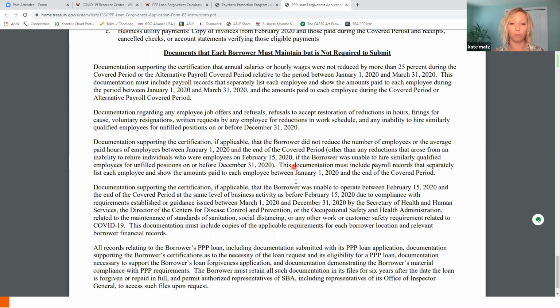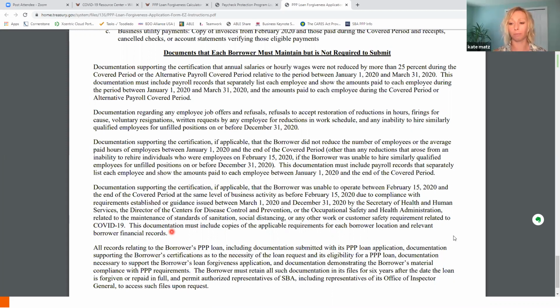Documentation of this one down here, we've been talking about this lower level of business activity because of government mandates or guidelines. So who gave the guidelines? When did they come out? How did it impact your business? You're going to want to maintain a file that includes all of that information so that if requested, you're able to produce it.